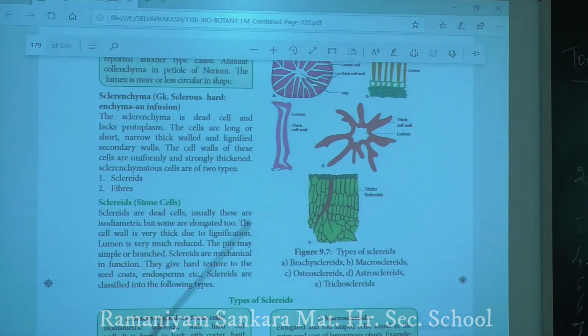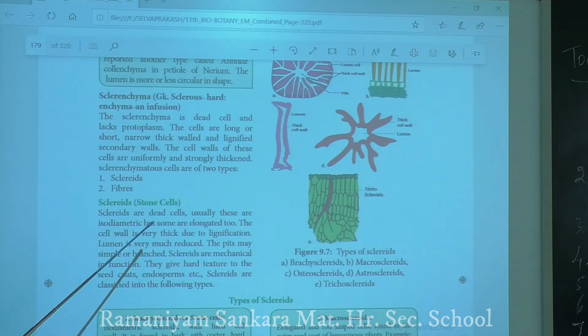Sclerenchyma cells are of 2 types. One is sclereids and another one is fibers. Sclereids are called stone cells. Sometimes they ask 1 mark questions: which one is called stone cells? That is called sclereids. Sclereids are dead cells.